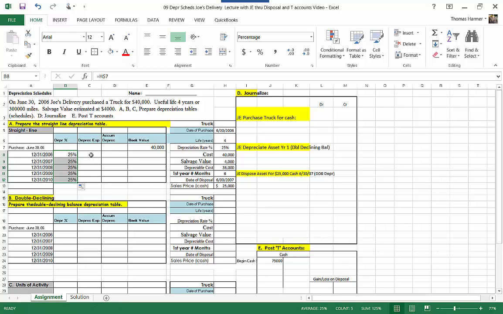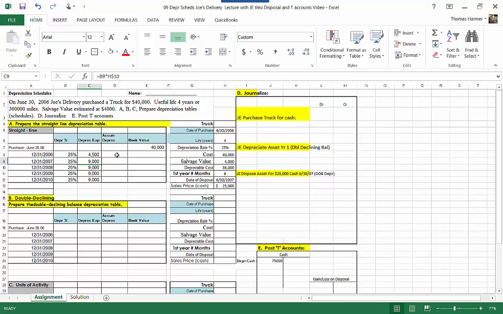So the depreciation expense is going to be 25% times 36,000. Now I need to drop my anchors here because I don't want that changing as I copy it down. So now I copy down, that's 9,000 a year. So that's how much we're going to be depreciating it per year, except for this first year, you see, it's only half a year. So this is going to be divided by 2. So that first year is 4,500.